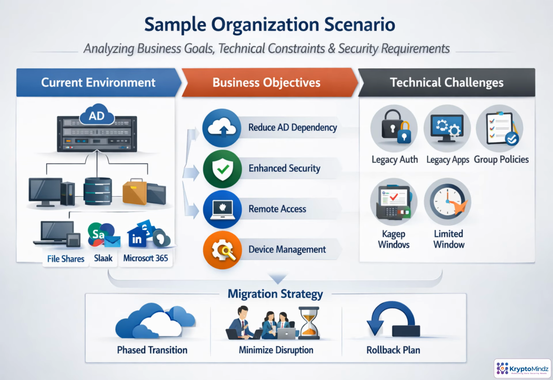Let's ground the migration in a realistic organization. They still rely on on-premises Active Directory, domain-joined Windows devices, file shares, SaaS apps, and Microsoft 365. Leadership wants less AD dependency, stronger security, better remote access, and simpler device management. But legacy authentication, business-critical apps, group policy dependencies, and narrow change windows all shape the path forward. This is not a big bang cutover. The right strategy is phased, low disruption, and designed with rollback options.